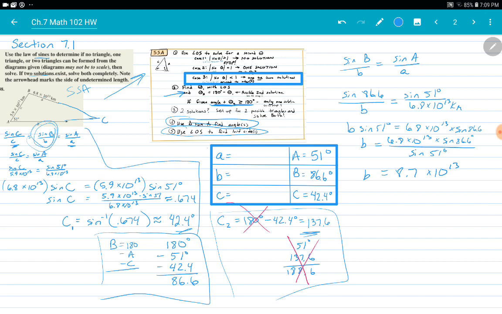And side A, 6.8 times 10 to the 13th. Side B, 8.7 times 10 to the 13th. And side C, 5.9 times 10 to the 13th. Kilometers on all of these units, degrees on all the angles, and I'm done.